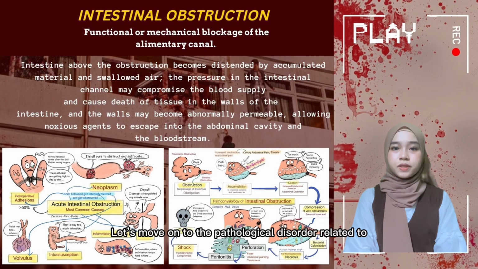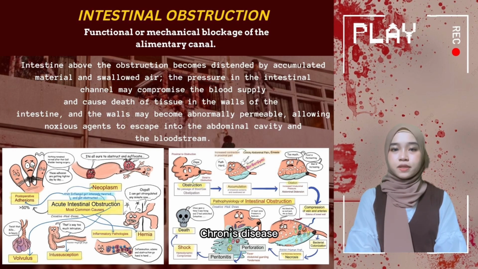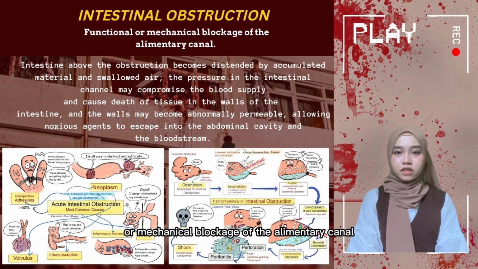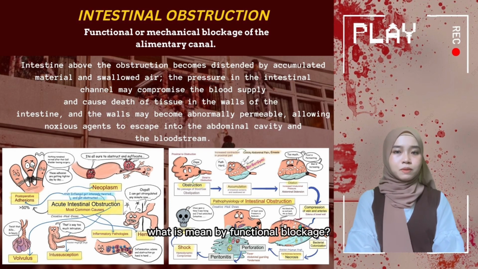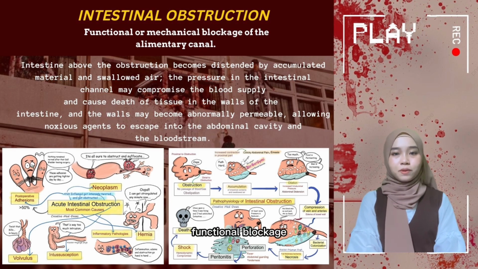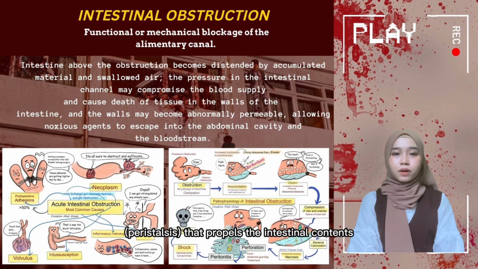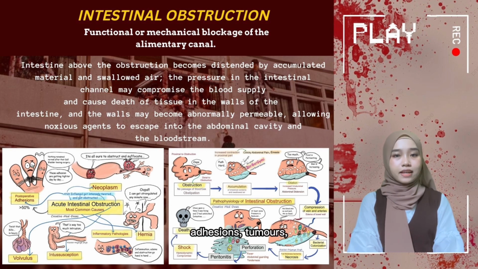Let's move on to the pathological disorder related to Crohn's disease, which is intestinal obstruction. It is a functional or mechanical blockage of the alimentary canal. What is meant by functional blockage? Functional blockage occurs when the muscle of the intestinal wall fails to contract normally in the wave-like sequence, peristalsis, that propels the intestinal content. Mechanical obstruction includes a narrowing of the channel structure, adhesion, tumors, the presence of a foreign object, pressure from outside, hernia, volvulus, and intussusception.